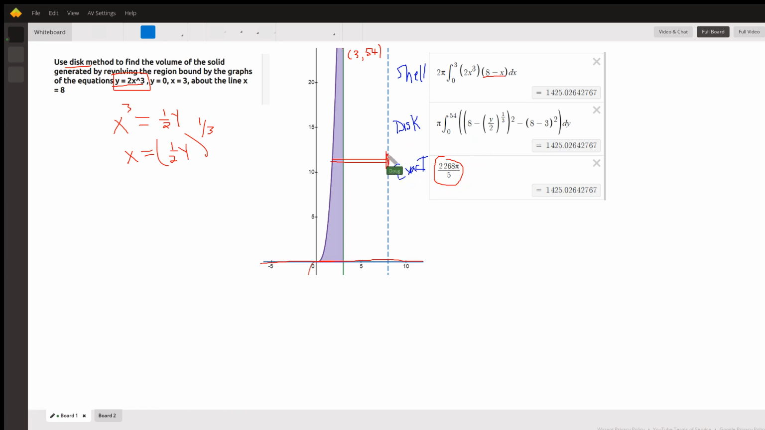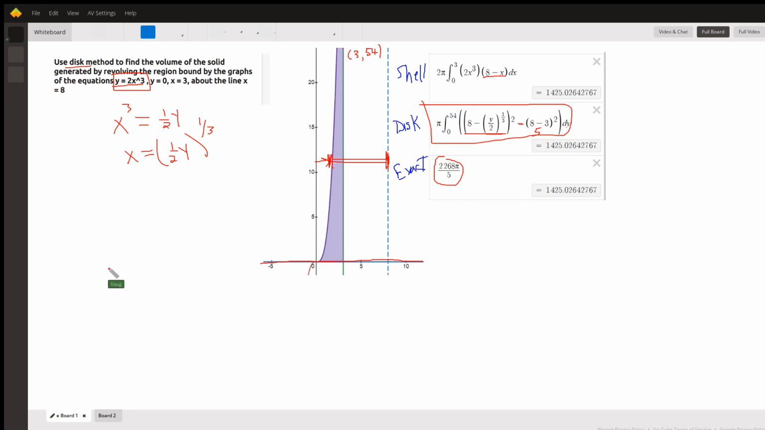So the outer radius is this distance right here, which is 8 take away whatever this distance is, a horizontal distance. And that distance for every y is 1/2 of y, quantity to the 1/3 power. That's what this is right here. So there's the outer radius squared minus the inner radius, which is constant because we're going from 8 to 3. So this is actually 5 squared, or 25. Calculating it this way becomes very painful.